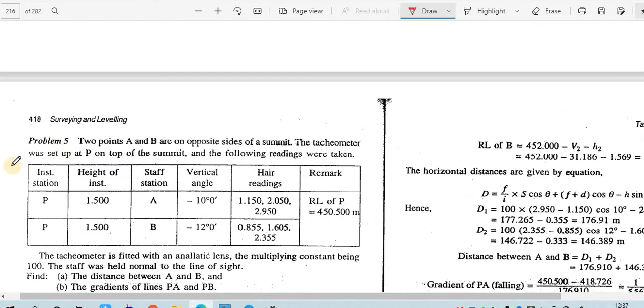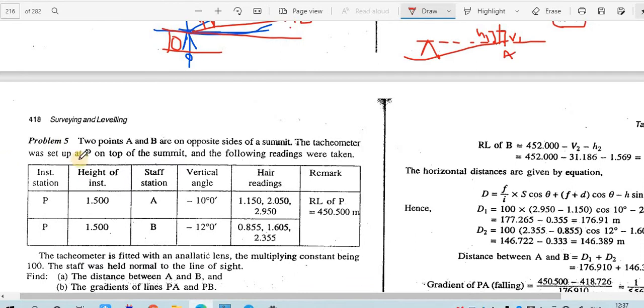Oh yeah, this one. As you can see in this problem, two points A and B are on the opposite sides of a summit. As you know, there is a hill over here. The tacheometer was set up at point P on the top of the summit, and the following readings were taken.